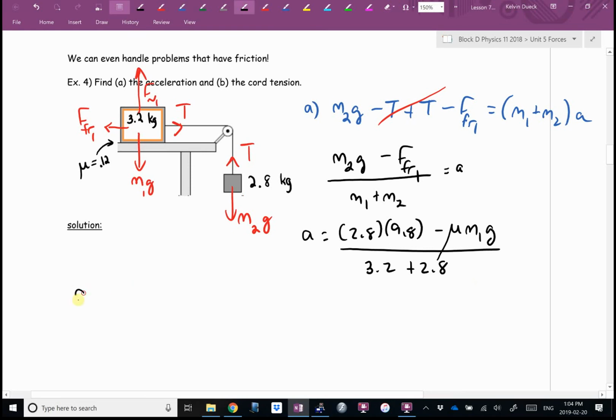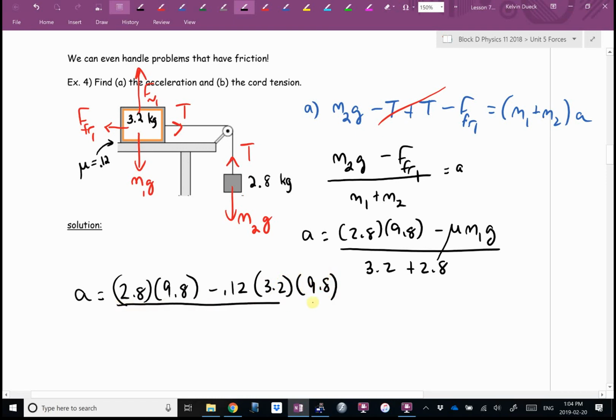So I'm going to go A equals 2.8 times 9.8 minus 0.12 times 3.2 times 9.8. I want every single one of you to try typing this into your calculator. Every year I have kids that write this and they can't get the right answer. And it's because they were too lazy to practice in class.